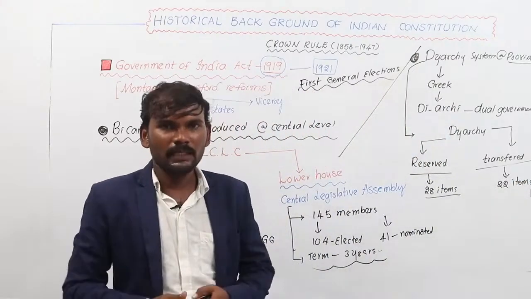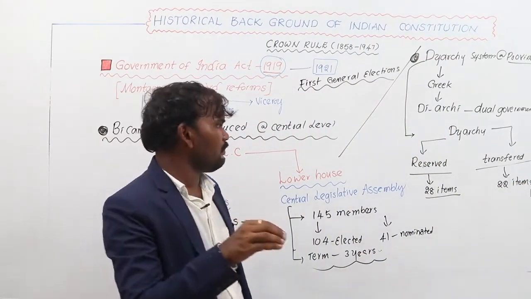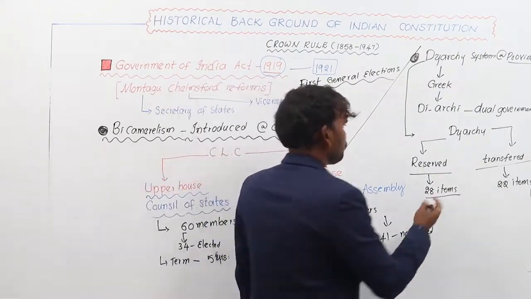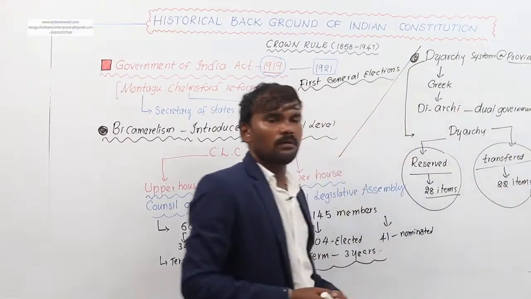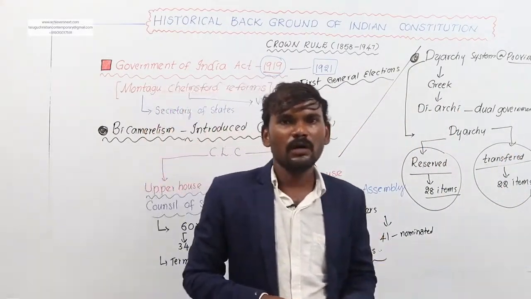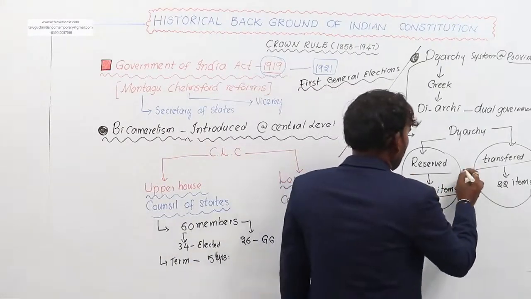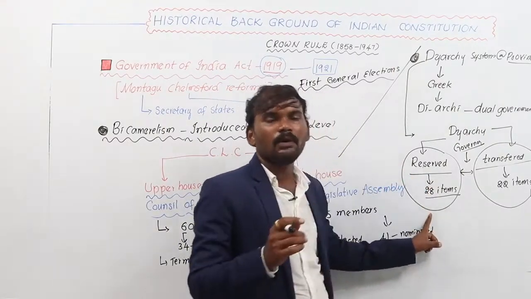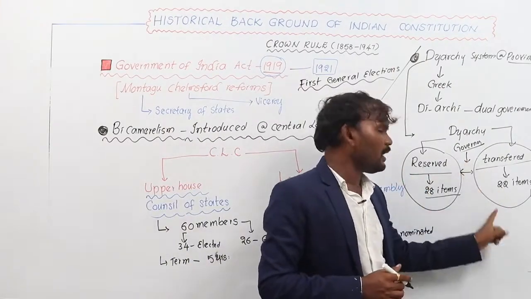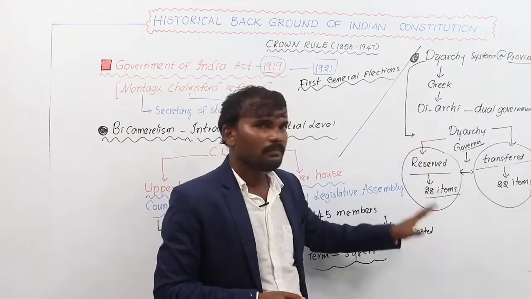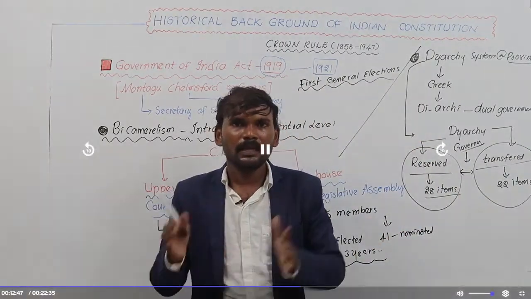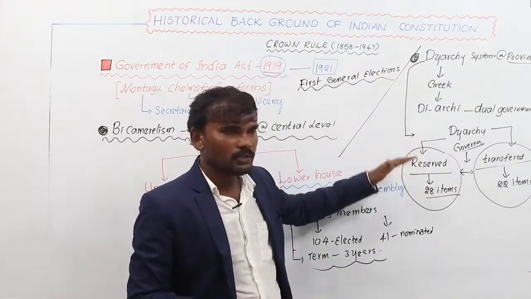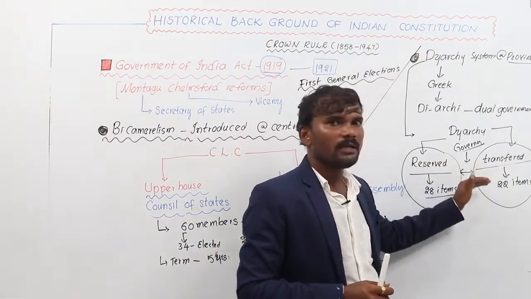Reserved items are the most important things, which were administered by the Governor with the help of the Executive Council. Whereas transferred items are some unimportant things which were under the control of Indian ministers. Both were administered by the State Governor. But the Governor administered reserved items with the help of the Executive Council, and transferred items with the help of the Council of Ministers, Indian ministers. So this is the diarchy system.